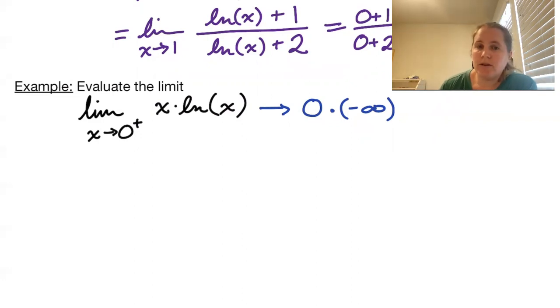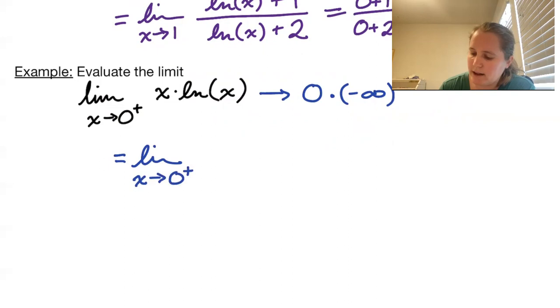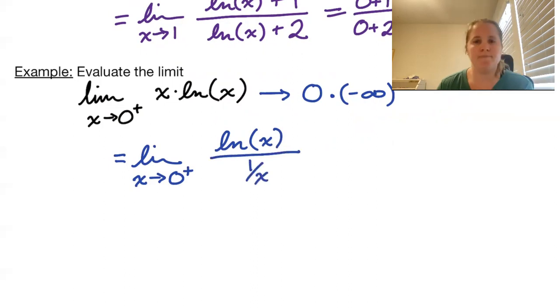So we're going to go ahead and just rearrange this. We can always change a product to a quotient. So we're going to change this to the limit as x approaches 0 from the positive side of the natural log of x over 1 over x. These are equivalent to each other. We just changed the product to a quotient, right?